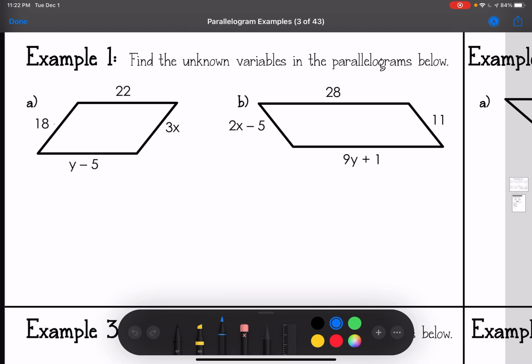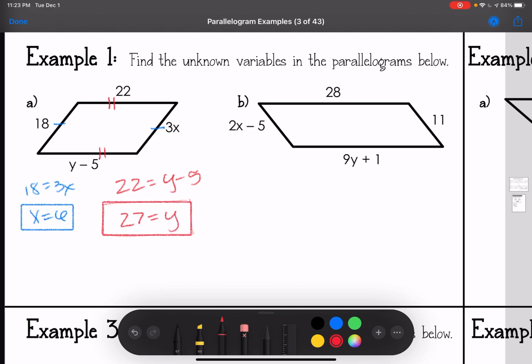So that means 18 is congruent to 3x over here, which means we're going to set it up so we can solve for x, and you get x is equal to 6. Okay, not bad. The same holds for the opposite set here. 22 is equal to y minus 5, which means you're going to add 5 to both sides, and you get 27 is equal to y. And so now you've got it.